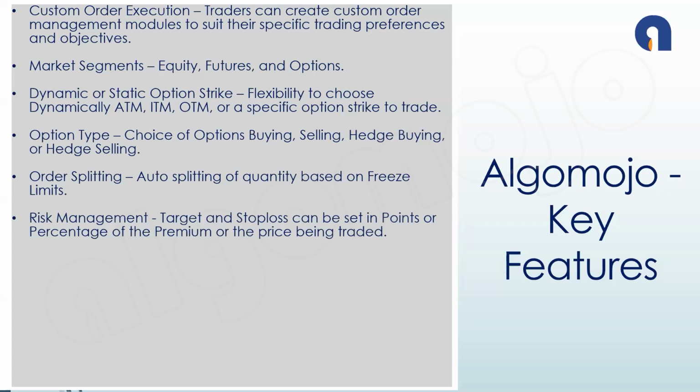For risk management, we have various facilities available. First, you can set your target and stop loss, which can be either in points or percentage of the price or the premium or the instrument that you're trading. It could be futures, options, or equities. So you can set a certain percentage or points of those instruments. Whenever those levels are reached, either target or stop loss, the positions will get closed. And you can also use the trailing stop loss risk management tool, which is available.